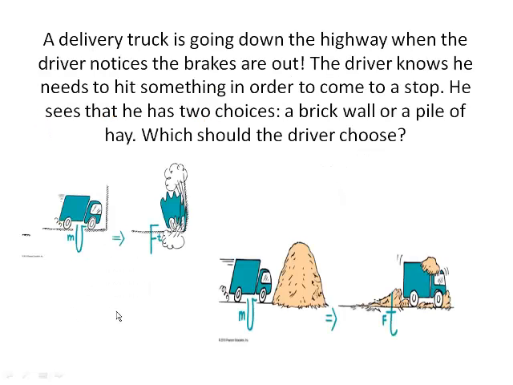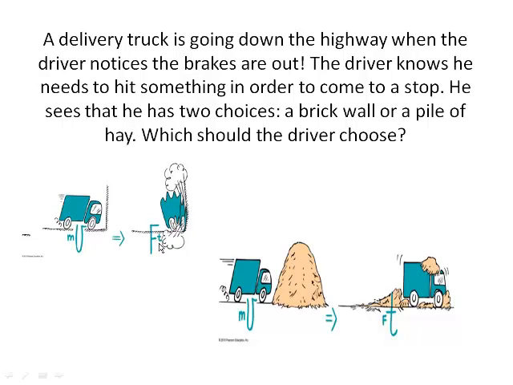A little situational question that you see here. The delivery truck's going down the highway, when it notices the brakes are out. The driver knows that he has to hit something in order to come to a stop. He sees two choices, a brick wall or a pile of hay. Which one should he choose?